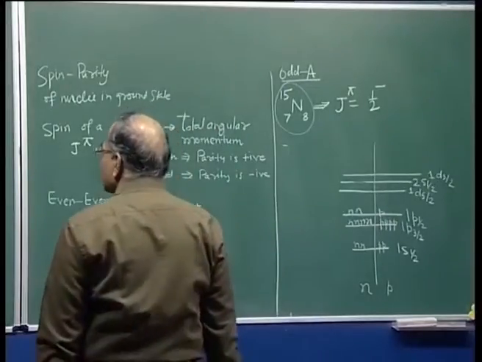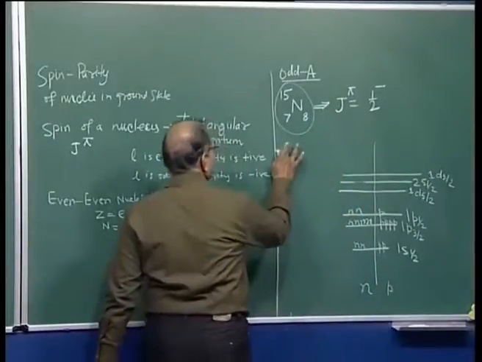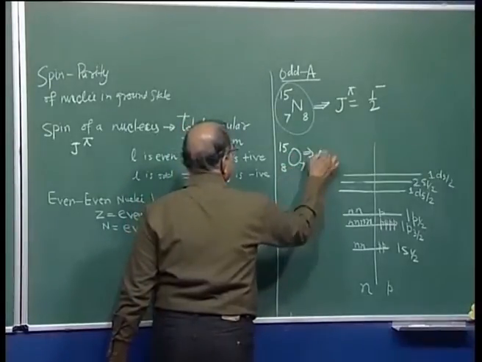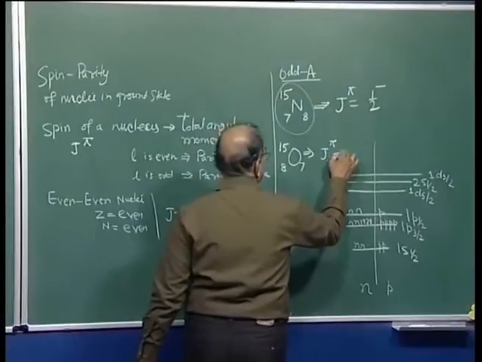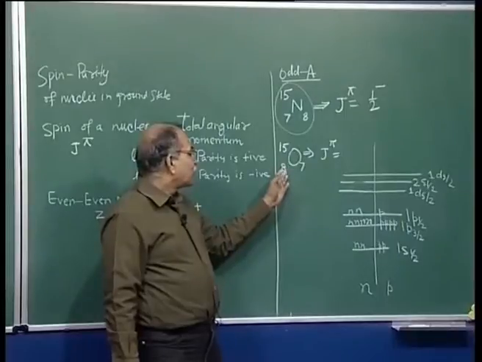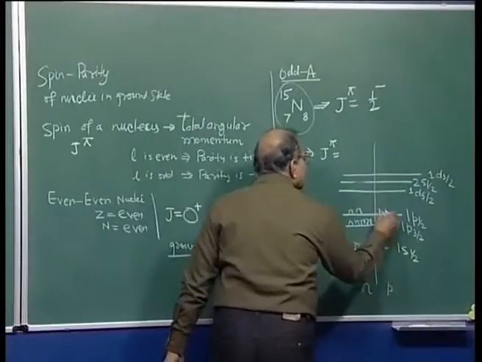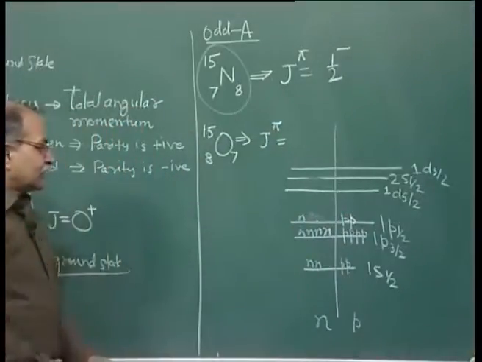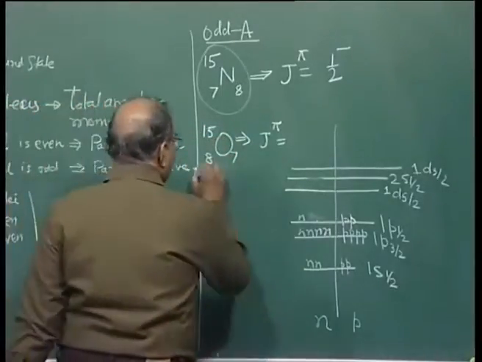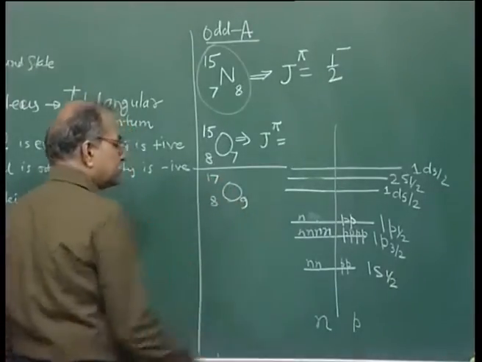Take another example, oxygen 15, same thing. Oxygen 15, what do you expect? Tell me. Spin parity. Neutron and proton are different. Now protons 8. So, all these you will have a proton here, and you will have 1 neutron here. So, same, half minus, right. What about oxygen 17?